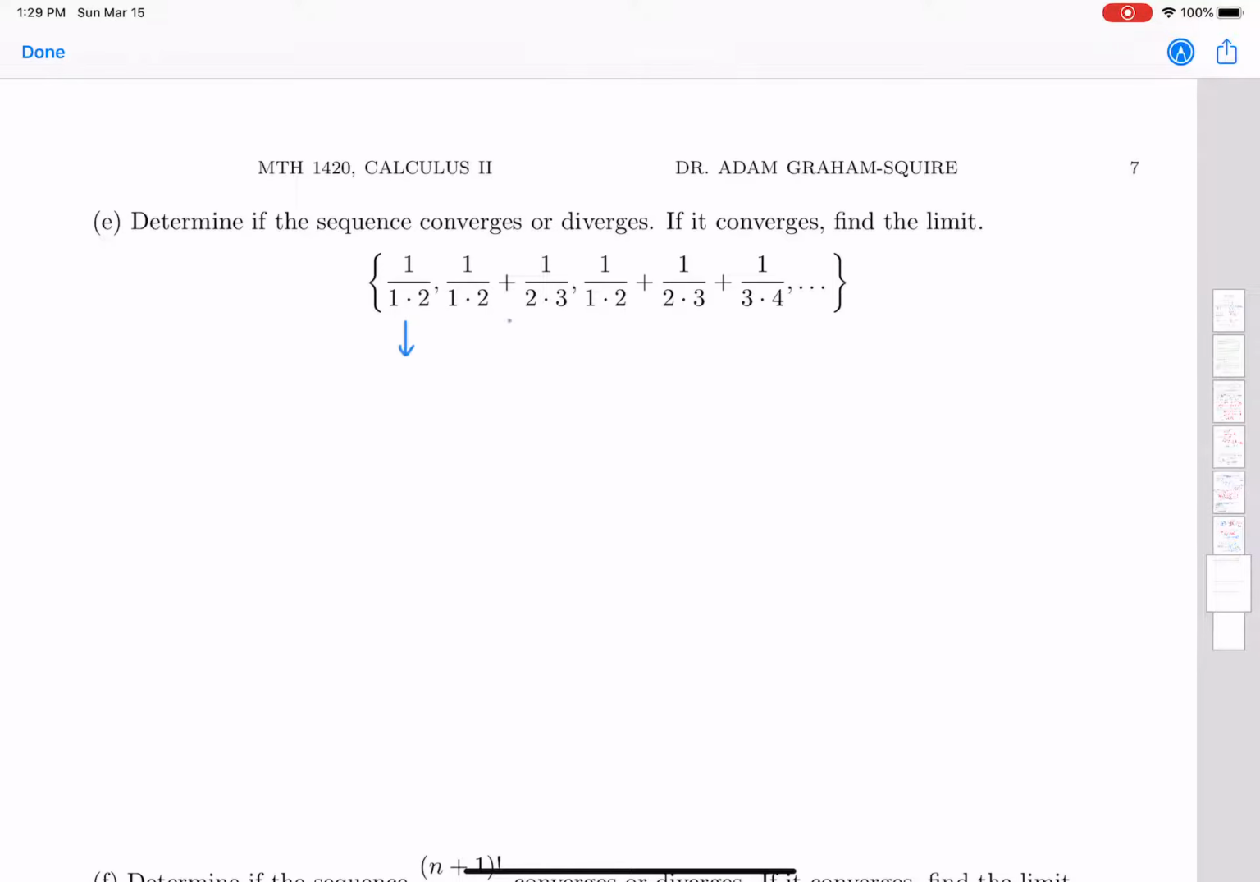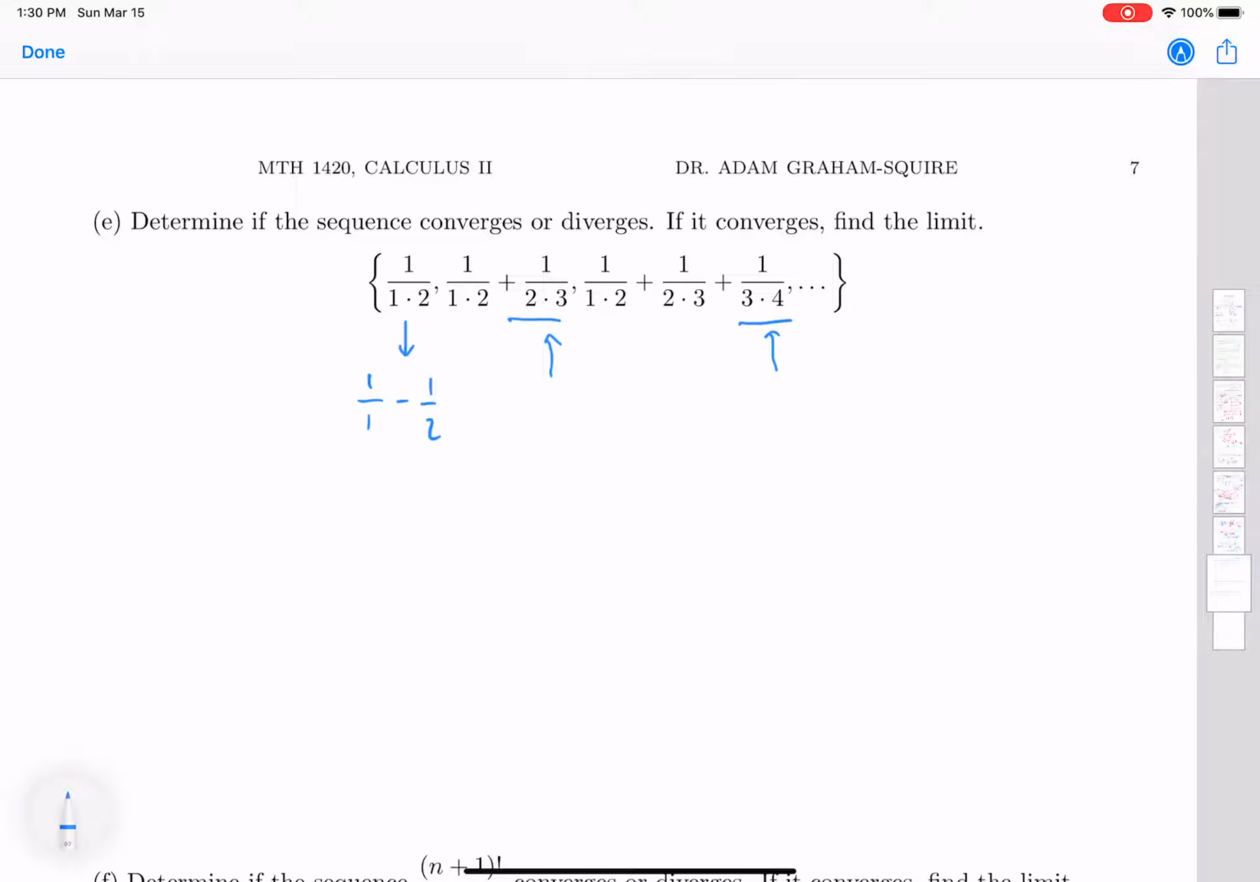what I notice is that each part of the sequence just adds on another term. So I start with 1 over 1 times 2, and then I add on 1 over 2 times 3, and then I add on 1 over 3 times 4. And I can actually rewrite this doing a similar type of thing like I did for partial fractions. This is 1 over 1 minus 1 over 2.